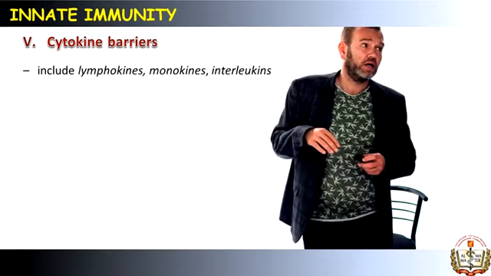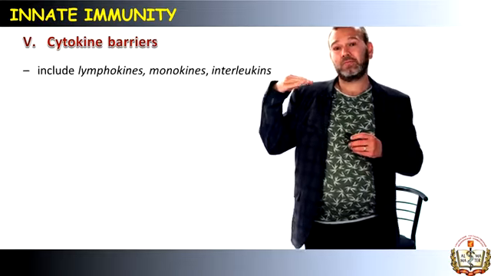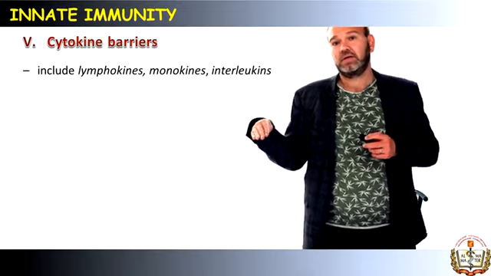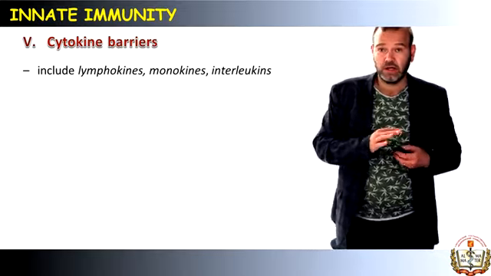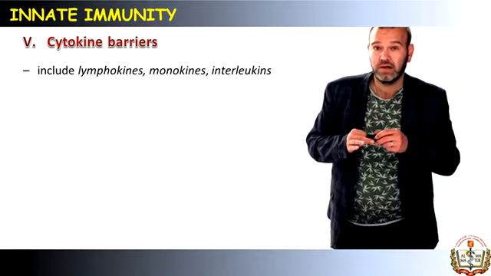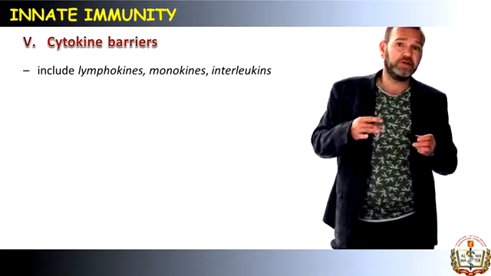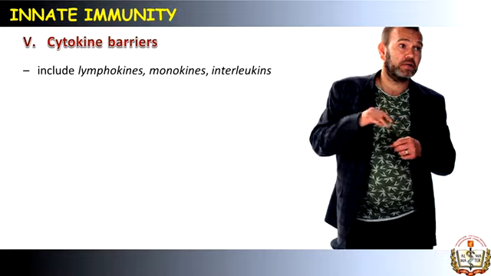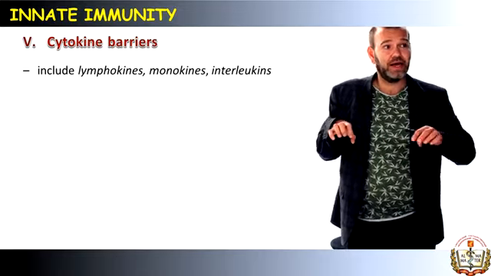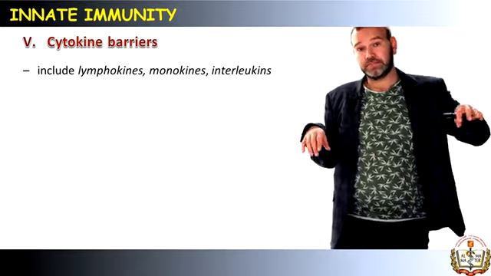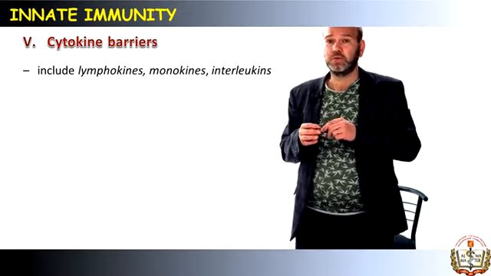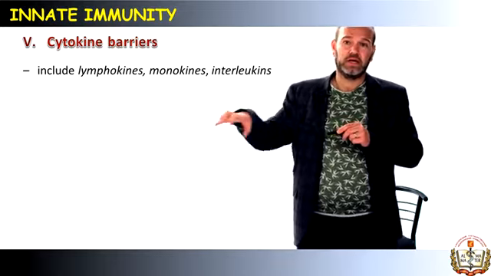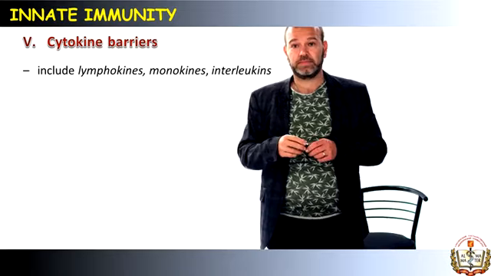So we have cytokines named according to the type of cell which is secreting. We have lymphokines made by lymphocytes. We have monokines made by monocytes. We have interleukins. It is a cytokine made by one leukocyte and acting on another leukocyte. And we have chemokines. It is a cytokine with chemotactic activity to induce chemotaxis.